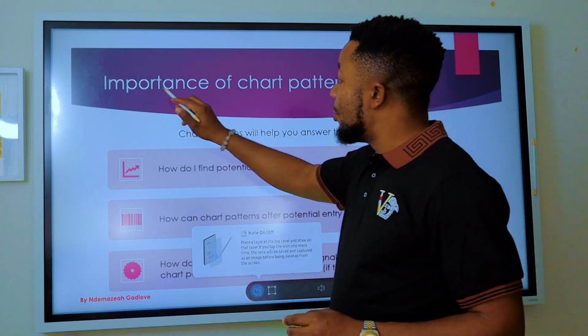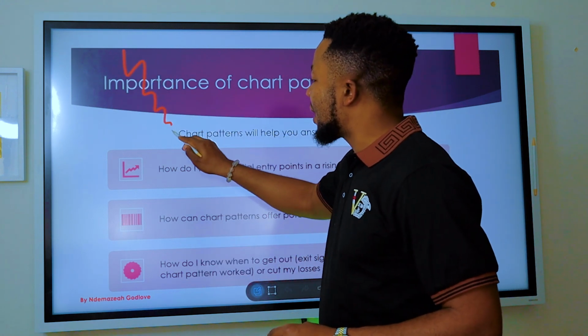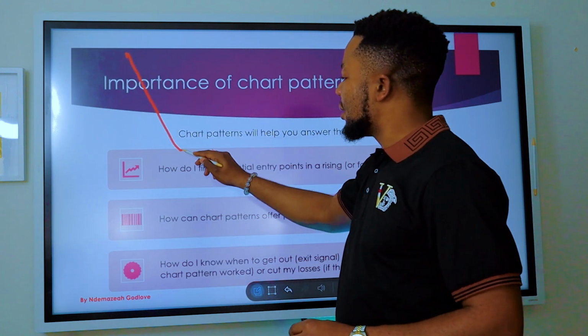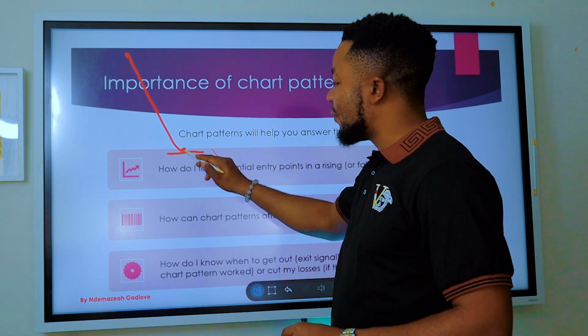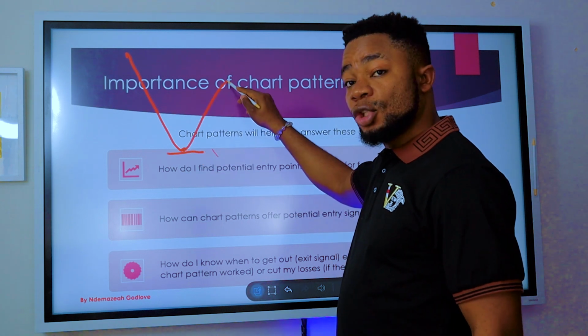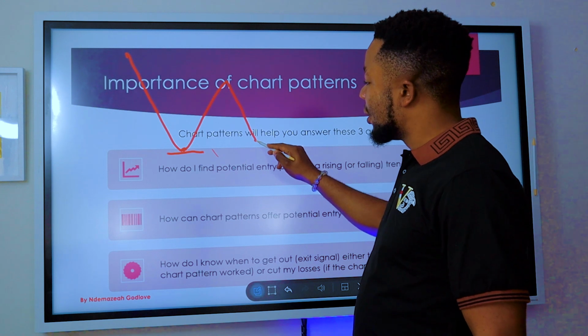We'll get to it, but double bottom, double top is just when the market comes down like this, reaches a particular level where it changes direction, goes up a little bit, then comes back to that same point.